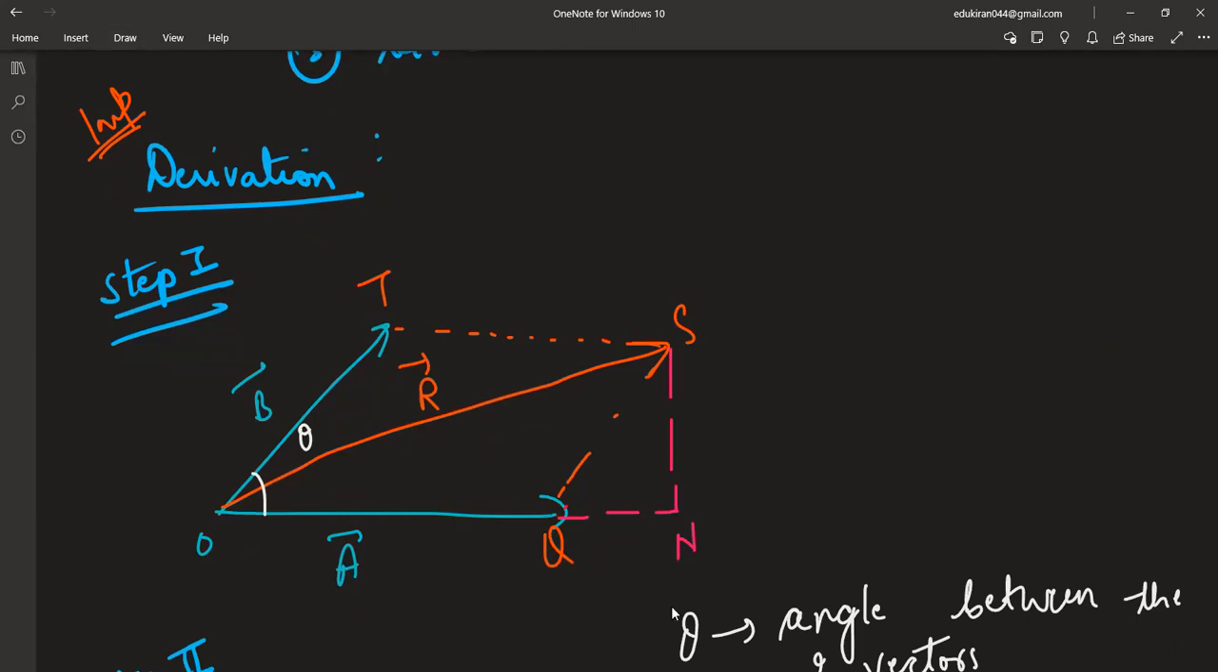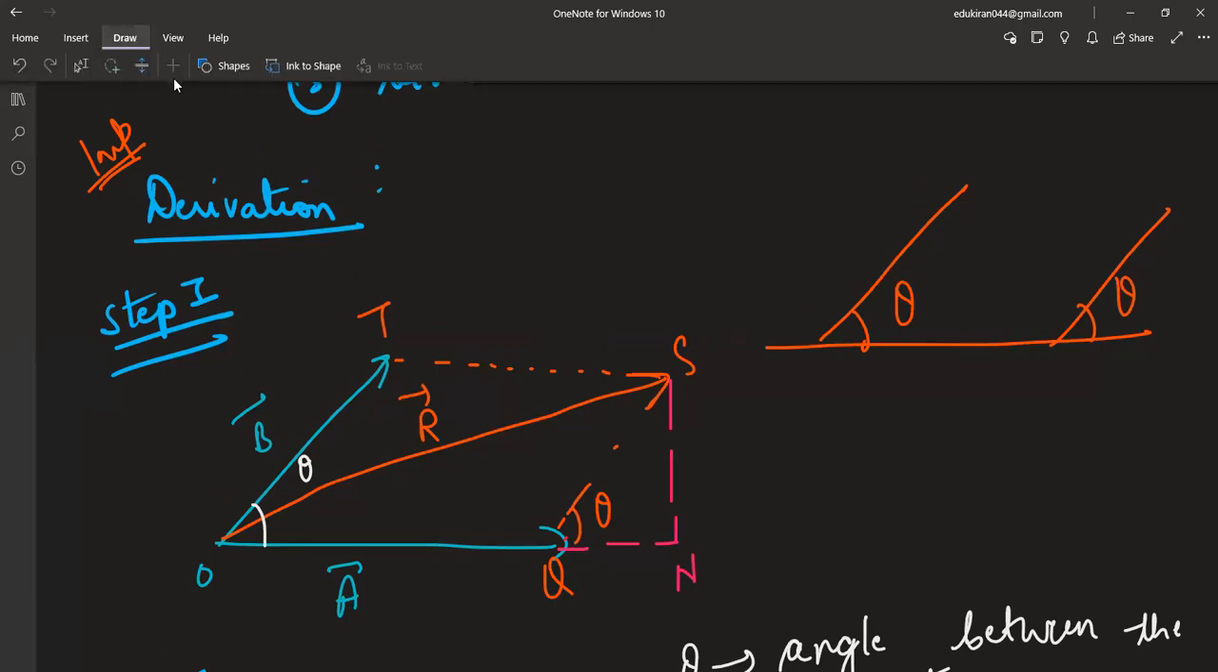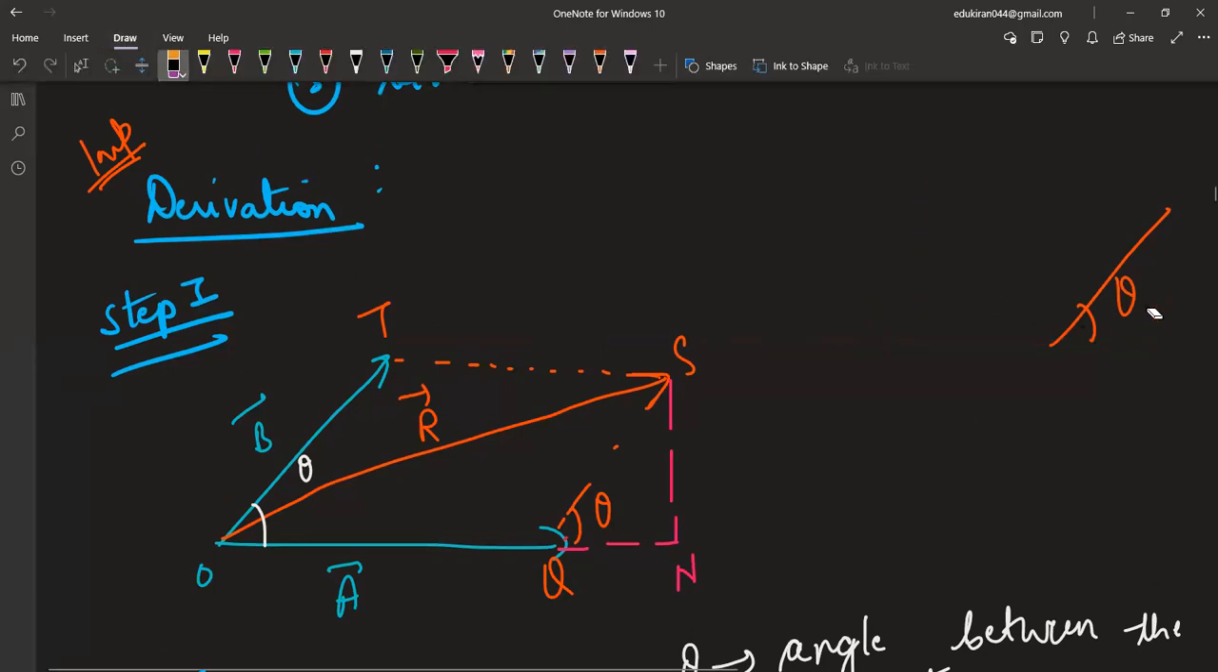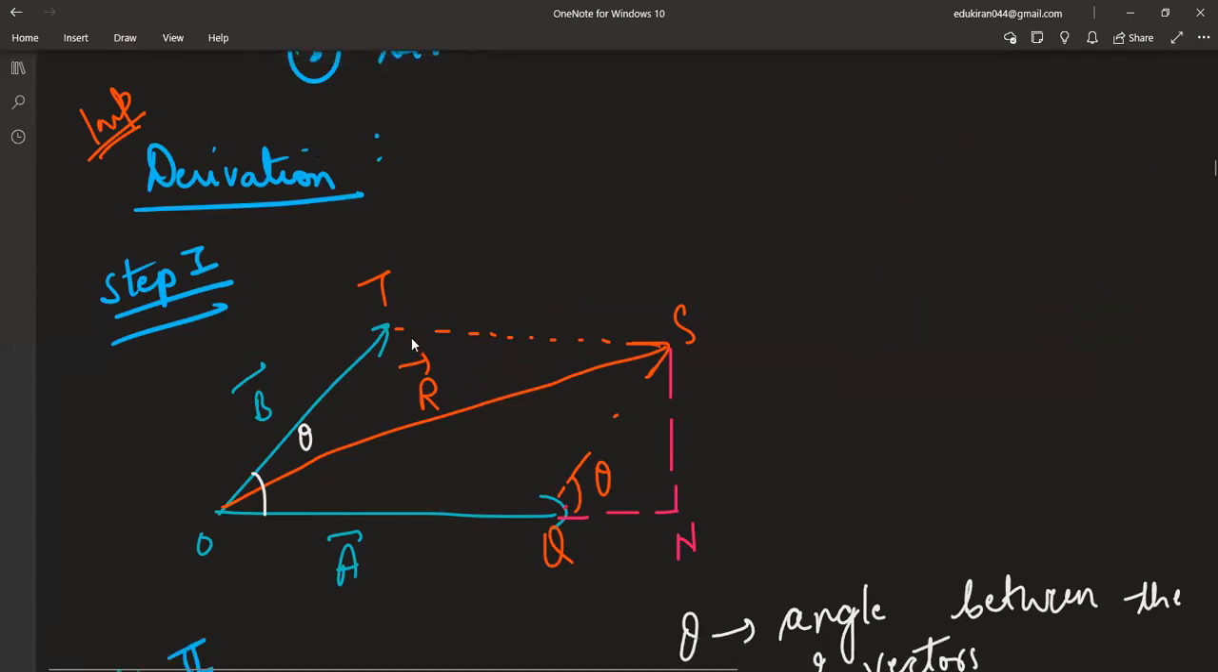This is Q, and let me rename this as S. If this angle is theta, see class, what did we discuss yesterday? That the sides are parallel. This side is parallel to this side. So if this is theta, this will also be theta because of corresponding angles. Now understand certain portions. OT is the vector B.